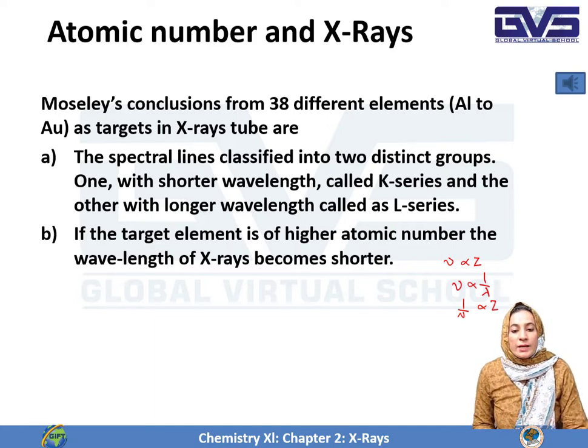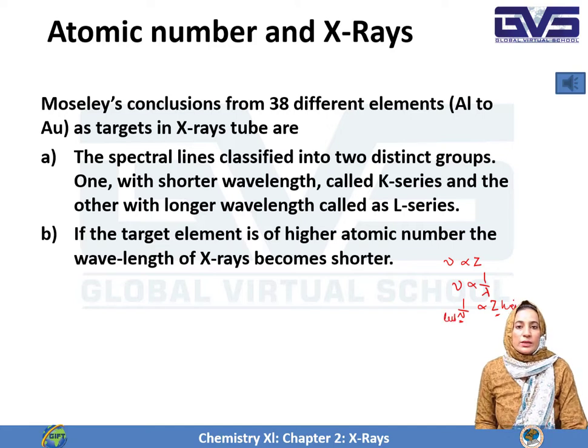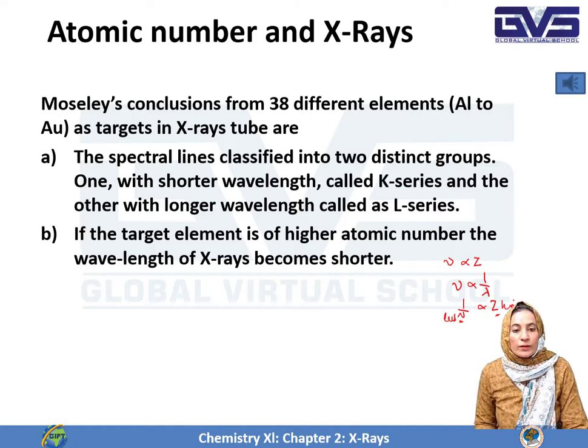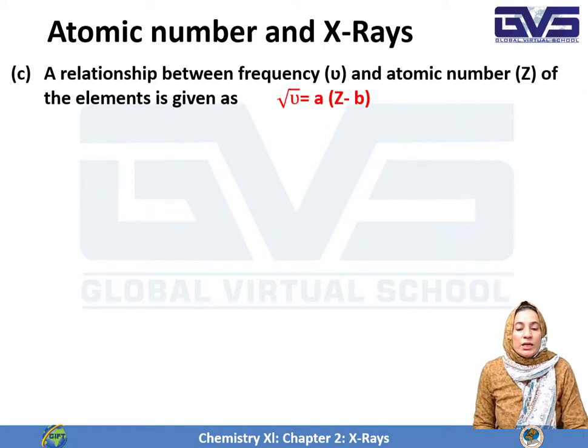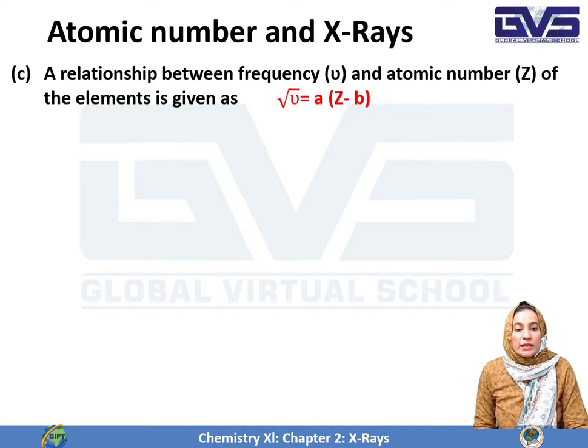This is saying if the target element is of high atomic number, the wavelength of X-rays will be less. So in this way you can say if the atomic number is higher, then wavelength is shorter. If the atomic number is higher, then frequency is higher. Hopefully it will be clear for you. And on the basis of this, he gave an exact relationship between frequency and the atomic number. In this way, you can calculate the atomic number with the help of frequency. The relationship between frequency and atomic number of the element is given.